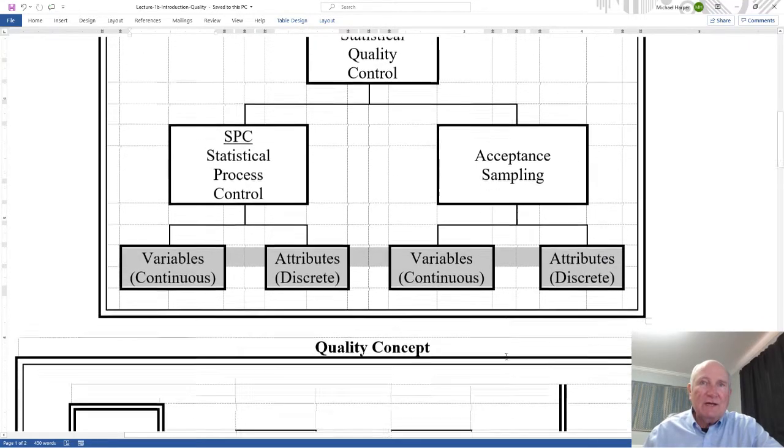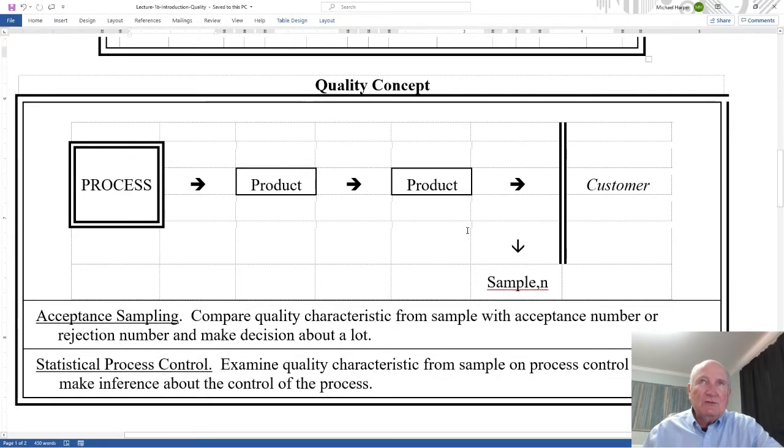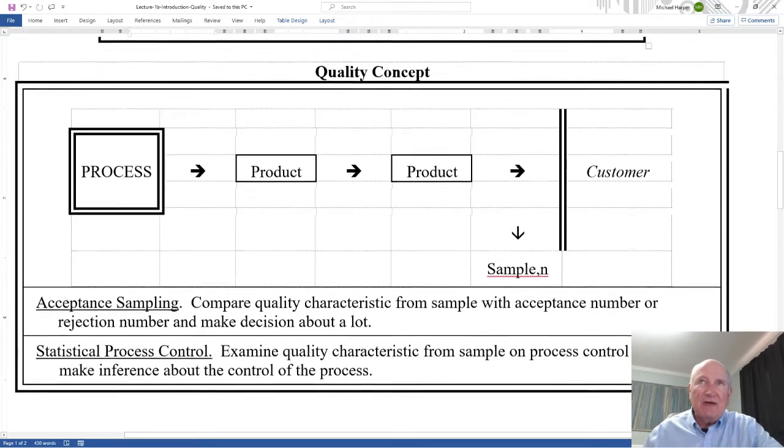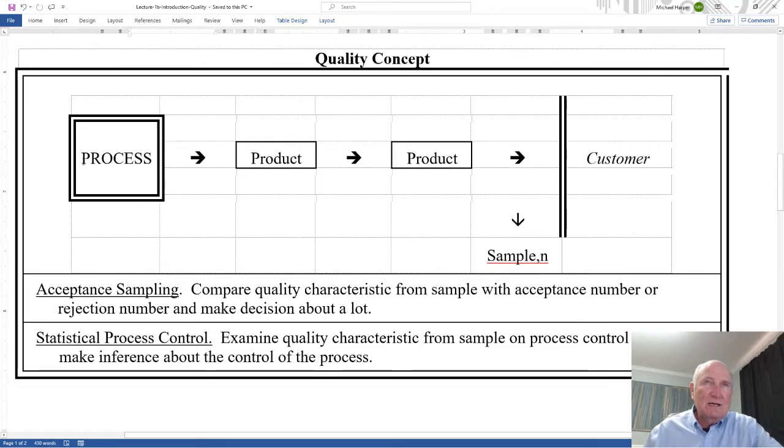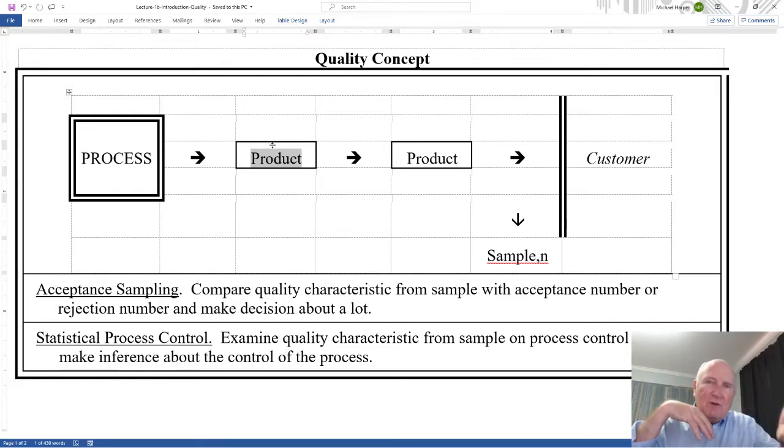Well, here's the quality concept. Suppose you have a process, and this could be a manufacturing process or a service process, but you're outputting a product. So the product could be a product, or the product could be a satisfied customer. But in that product, you'll have a number of quality characteristics you could measure, a lot of them. You can measure the appearance, the performance, the dimensions, the power, or you can measure a satisfied customer: was the price right for the customer? Was the service right for the customer? Was the order right for the customer? So there's a lot of things you can measure.